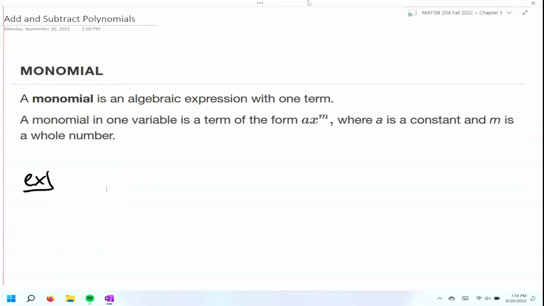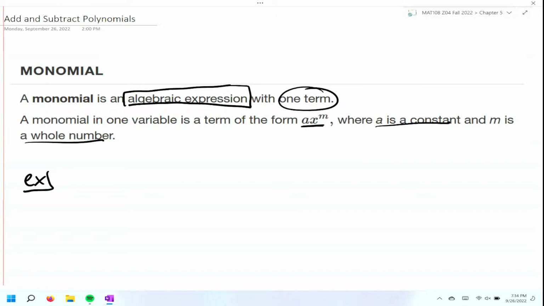So the first thing we're looking at here is a monomial. Now, a monomial is going to be an algebraic expression with exactly one term, all right? In general, a monomial in one variable is a term of the form ax to the m, where a is a constant and m is a whole number. So some examples of this could be something simple like 2x or 1/2 x to the fifth.